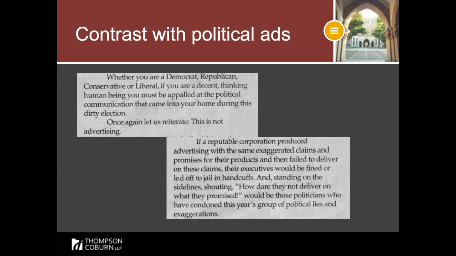No matter what your politics, you must be appalled at the political communications during this dirty election. And that was one many elections ago. I'm sure they would say the same thing or more these days. And they wanted to take out this full-page ad today.